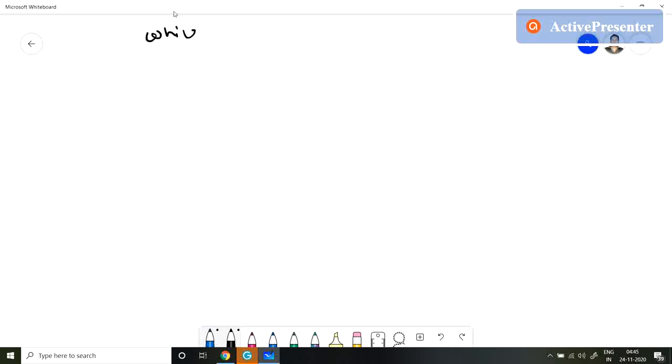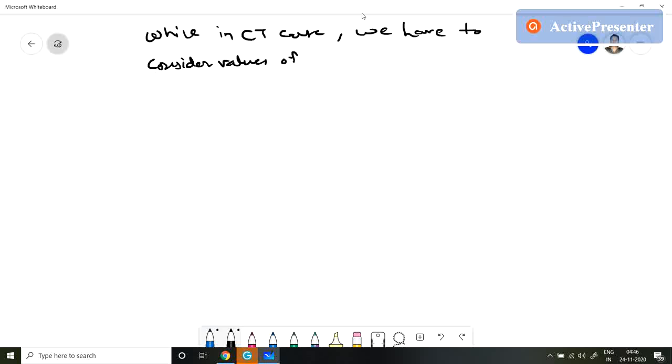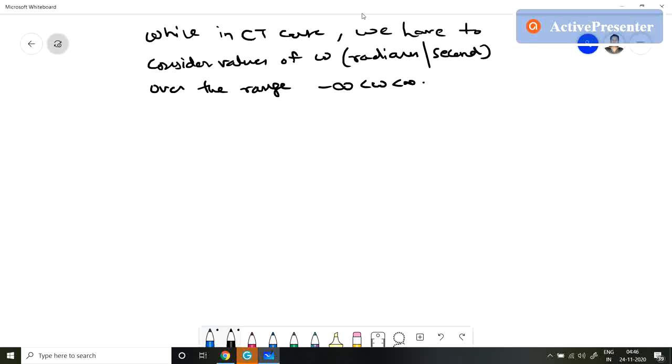So if we consider the continuous case, while in continuous time case, we have to consider values of omega, that is in radians per second, over the range minus infinity less than omega less than infinity.